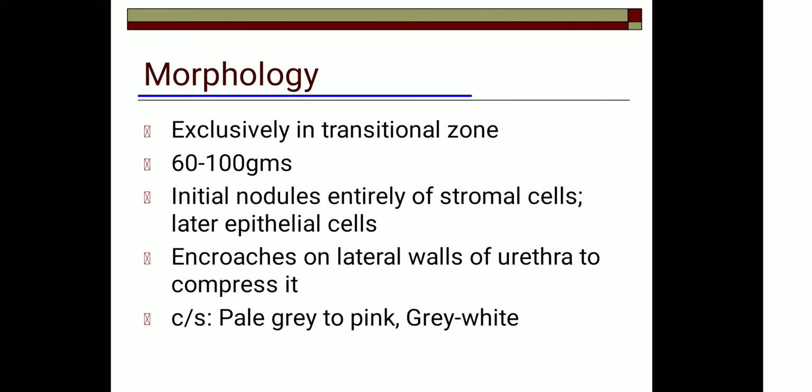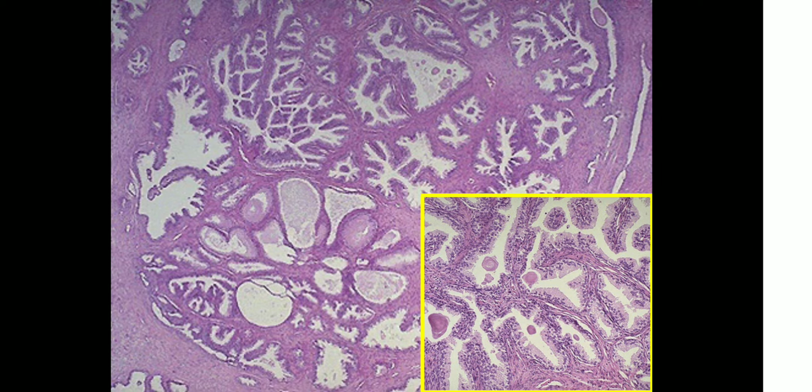Okay, so morphologically, as I told you, it is formed of nodules. Even the stromal cells as well as the glands, both of these components or one component alone, can proliferate. Okay. So this is how it looks.